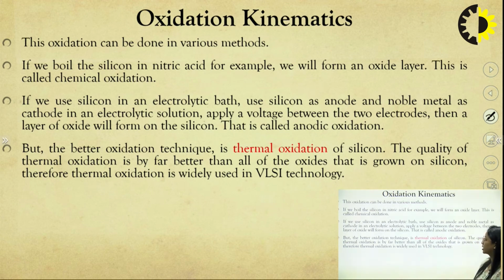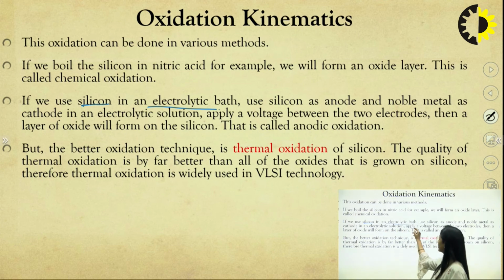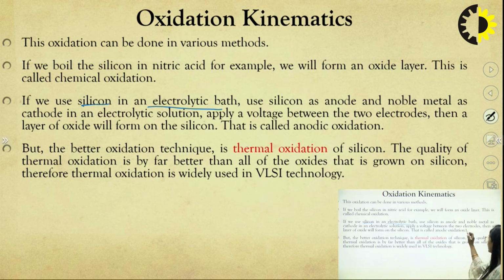This is called a chemical oxidation. So if we use silicon in an electrolyte bath, let's say we are having a bathing chamber, where we use silicon as an anode and noble metals for a cathode in an electrolytic solution, and we apply a voltage between these two electrodes, then there will be a layer of oxide which will form on the silicon. So this is called anodic oxidation.